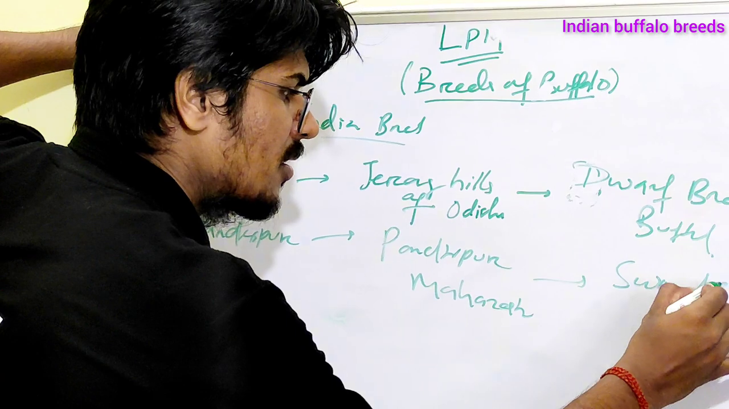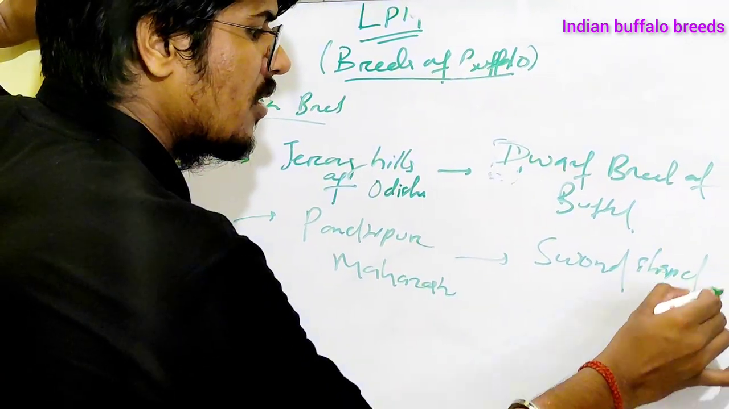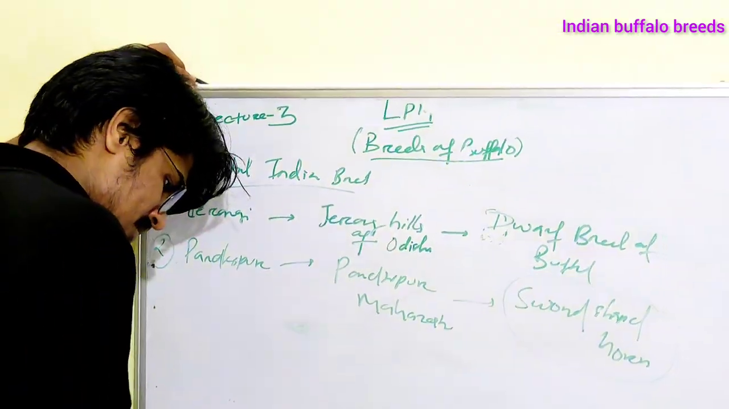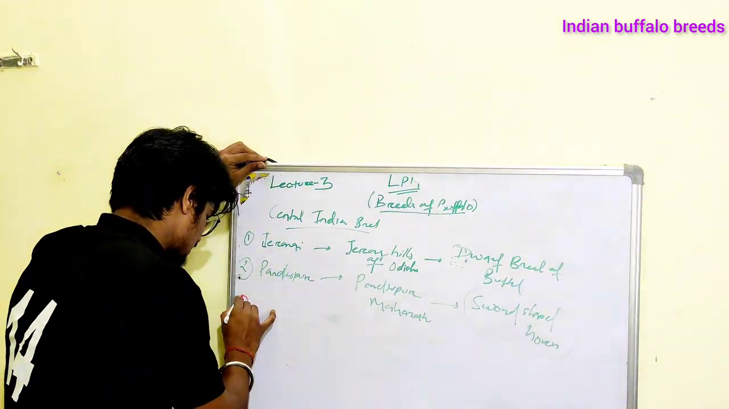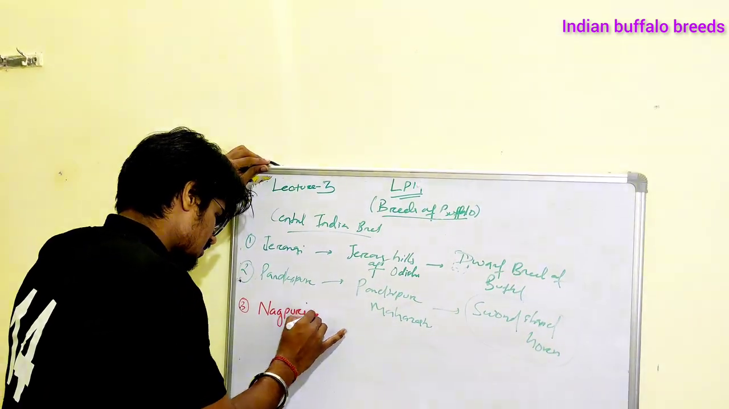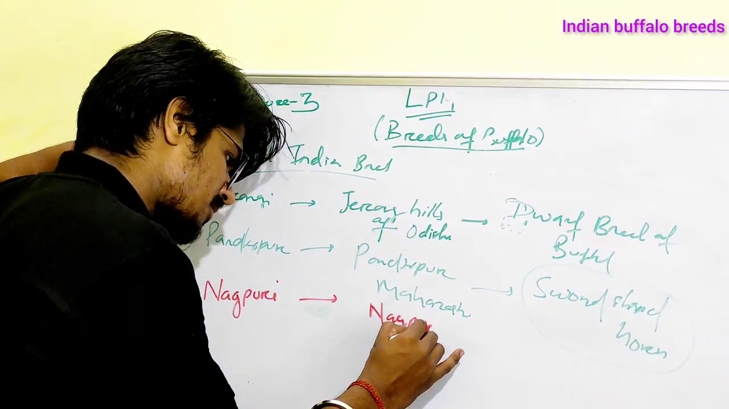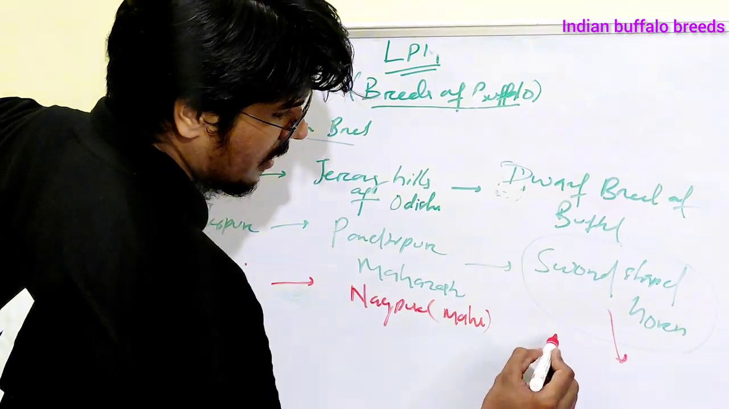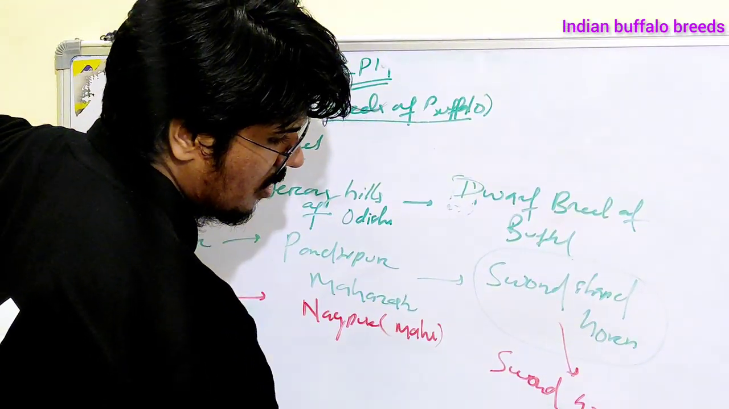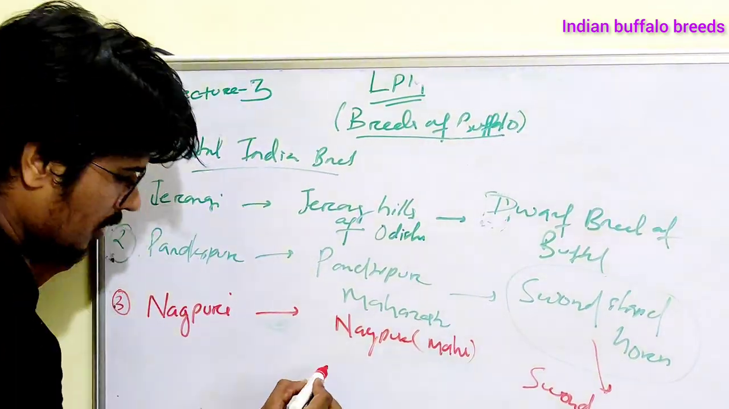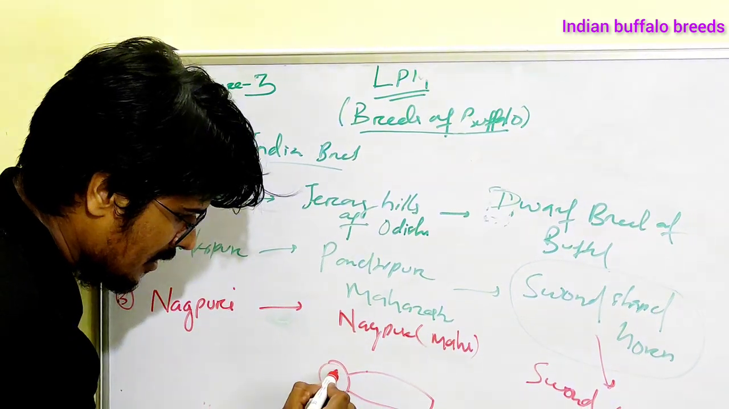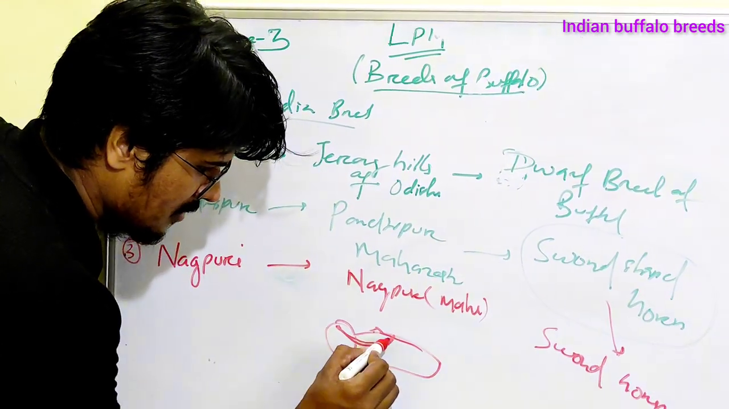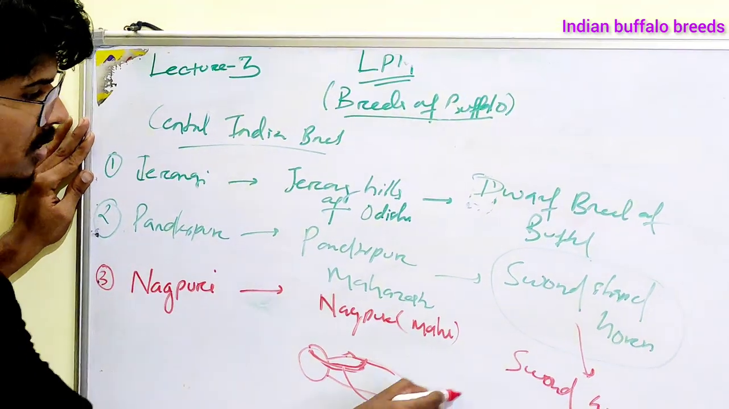Sword shaped horn. The most important characteristic is the sword shaped horn. Okay. The next is Nagpuri, Nagpur, Maharashtra. Important characteristic similar to Pandharpuri, sword shaped horns. These horns originate from the head of the buffalo till the mid region or the wither of the animal. From the head to the wither of the animal. This is the sword shaped horn.